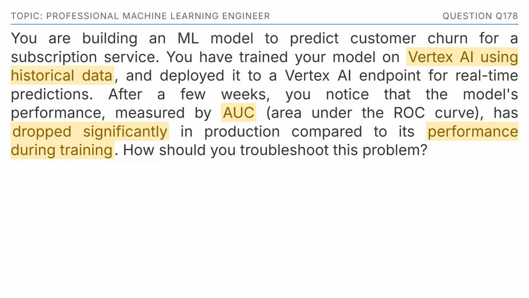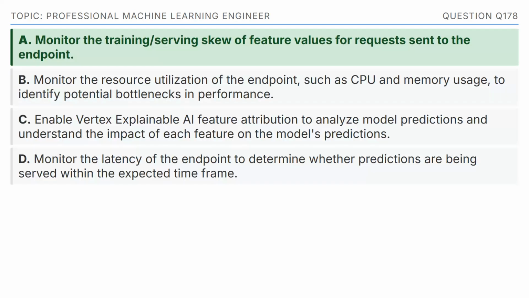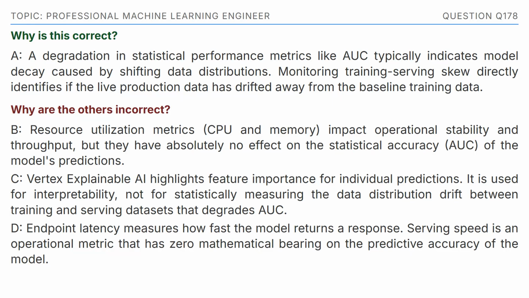To arrive at the correct answer, we focus on the keywords: Vertex AI, using historical data, AUC dropped significantly, performance during training. The correct answer is option A, monitor the training/serving skew of feature values for requests sent to the endpoint. Why is this correct? A.